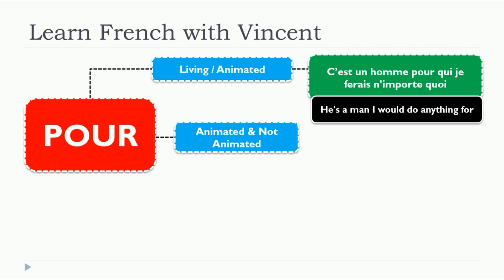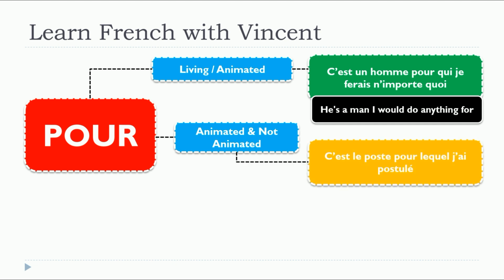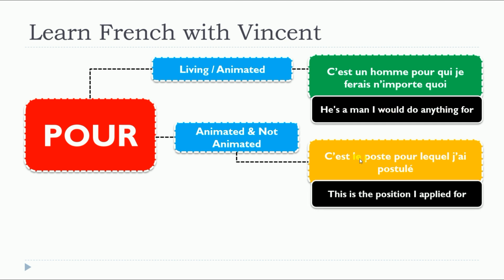Second category, remember, animated and not animated, but not living. C'est le poste pour lequel j'ai postulé. In that situation, poste, masculine singular word, we put the preposition pour, then we put the pronoun, masculine singular, lequel, and then j'ai postulé. C'est le poste pour lequel j'ai postulé.